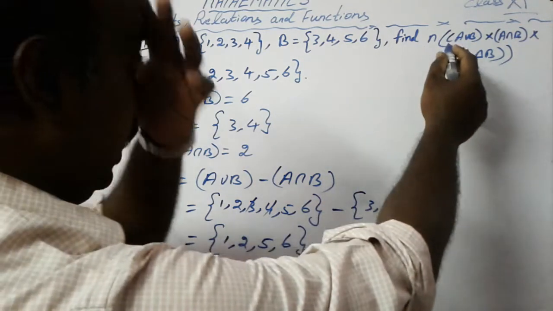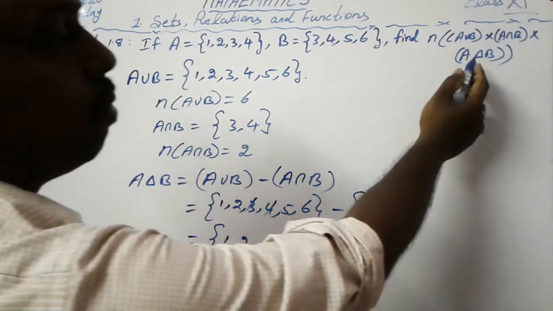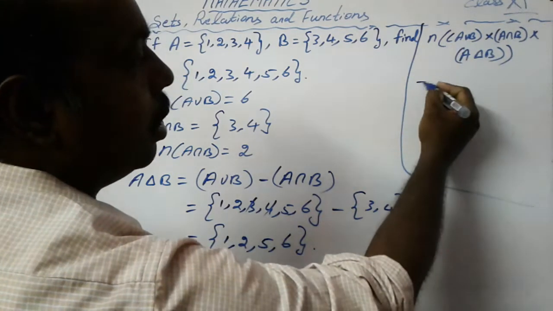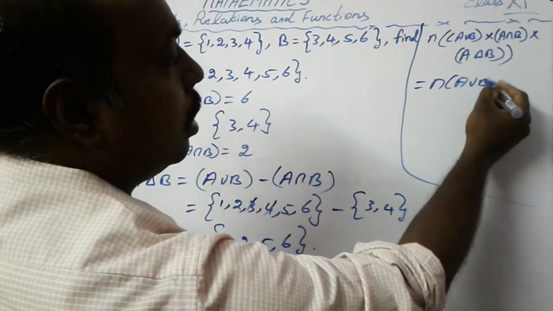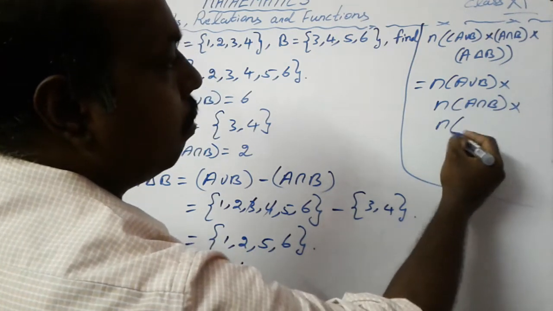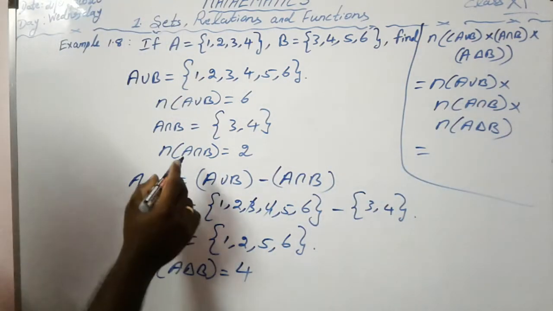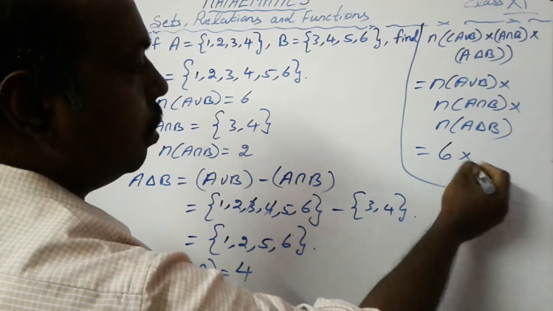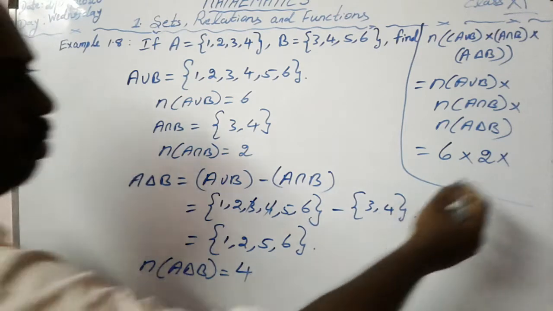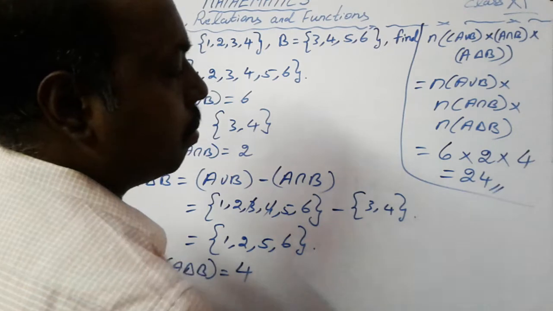Then we have to find n(A union B) times n(A intersection B) times n(A delta B). This can be written as n(A union B) is 6, n(A intersection B) is 2, n(A delta B) is 4. So 6 twos are 12, and 12 times 4, 24, is the answer.